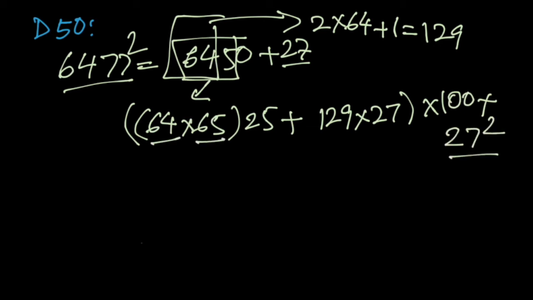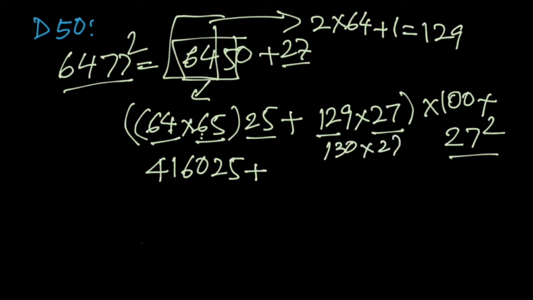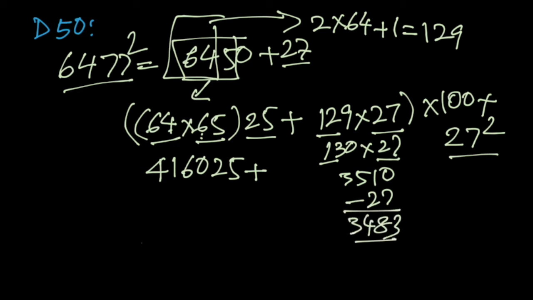So, 64 times 65, we can do 65 square, which is 4225 minus 65. So, it becomes 4160. Then we put 25 in the front. Then we have to do 129 times 27. So, we make it 130 times 27. So, 13 times 27 is 351. So, 270 plus 81 and we put 0. Then we have to subtract 27. So, this becomes 3483.